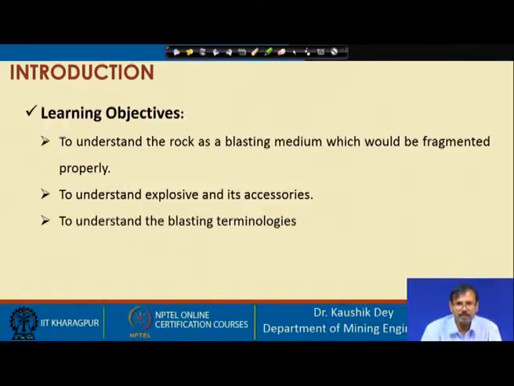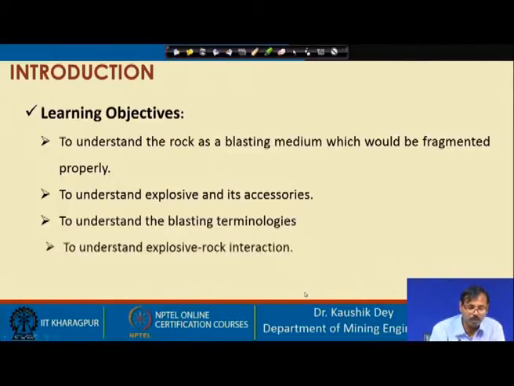But if you are using the term burden in blasting, then it is different, because here burden is a specified length of rock mass which is intended to be blasted by one group of explosive. So the terminology is a little bit different in blasting, and a blasting engineer must know the use of these terminologies. So, one objective is to understand these terminologies.